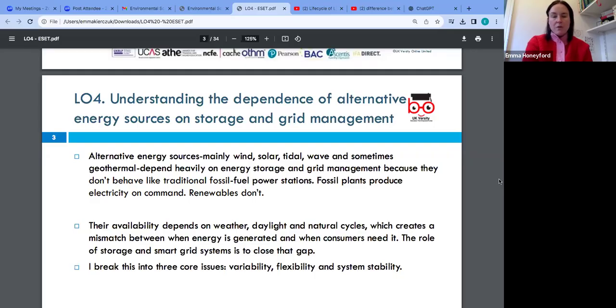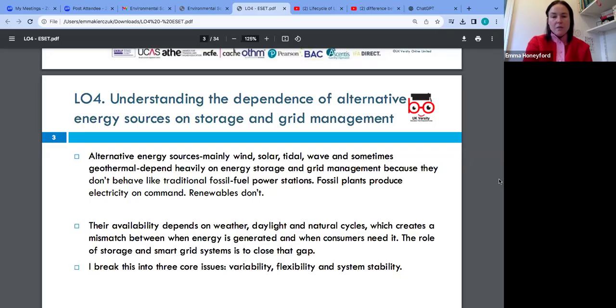So when we think about fully moving towards renewable energy, we need to really understand the technology around energy storage and grid management for it to be sustainable. So yeah, just to have that in your mind.